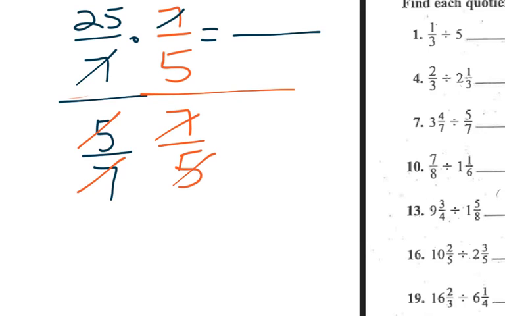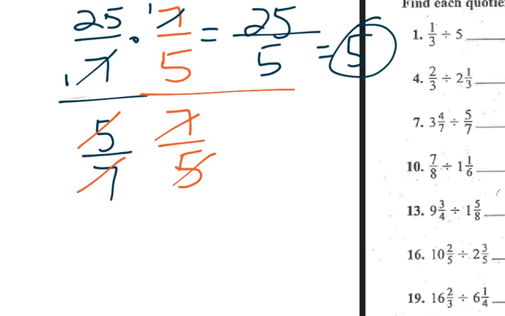And we also could cross-cancel the 25 and the 5, but let's just keep it simple, and we haven't got to that yet. We're going to learn cross-canceling here shortly. So 25 times 1 is 25, and 5 times 1 is 5. And 25 divided by 5 is 5. And so our answer is 5.